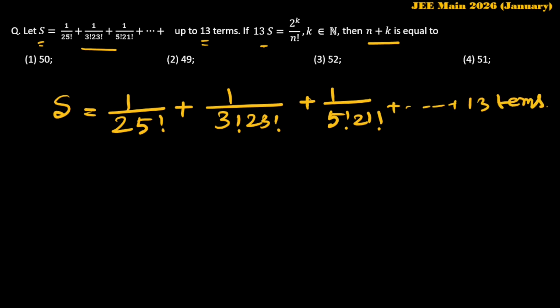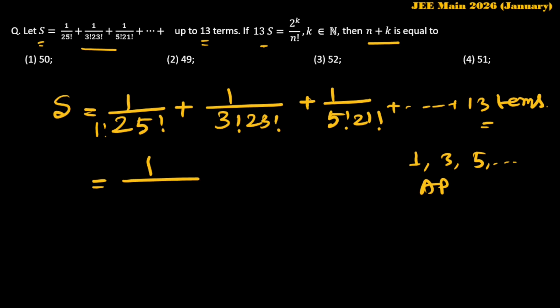This type of question, we just write the general term of this expression S, and also find the 13th term. How to find the 13th term? If you observe the pattern, it is 1 factorial, then 3 factorial, then 5 factorial up to 13 terms. So how to find this 13th term? If we see 1, then 3, then 5 up to 13 terms, it is an AP series.